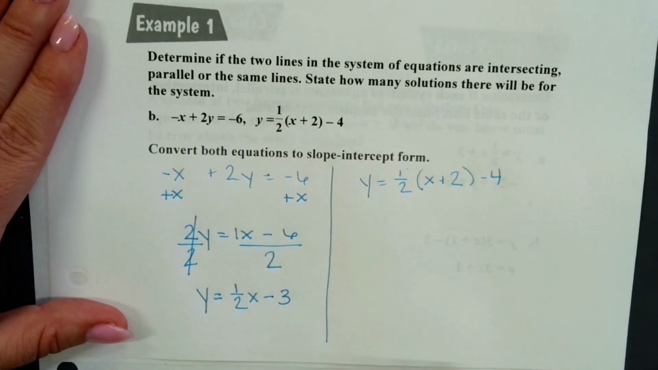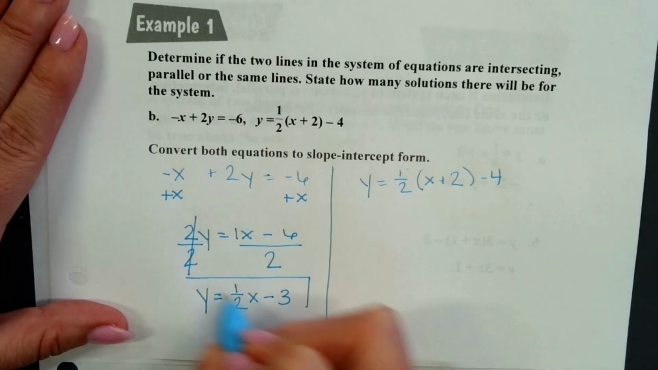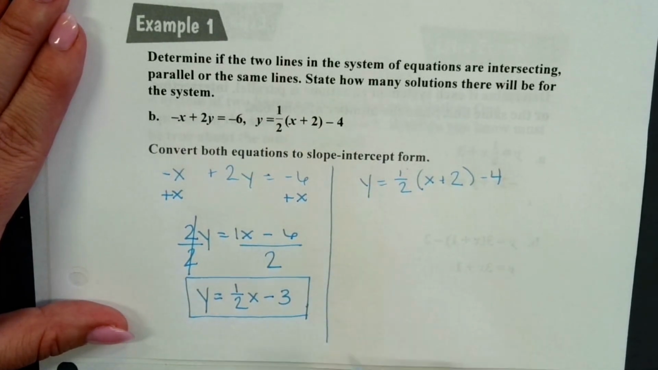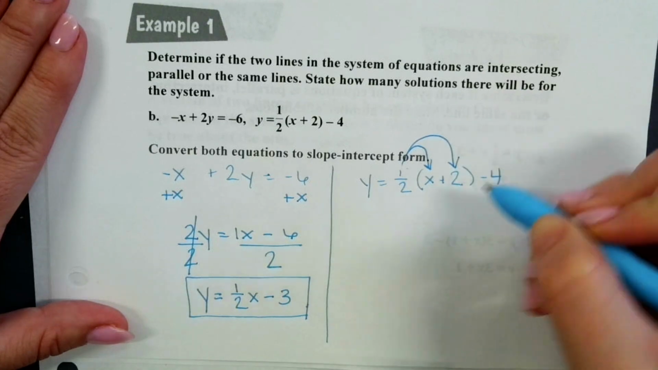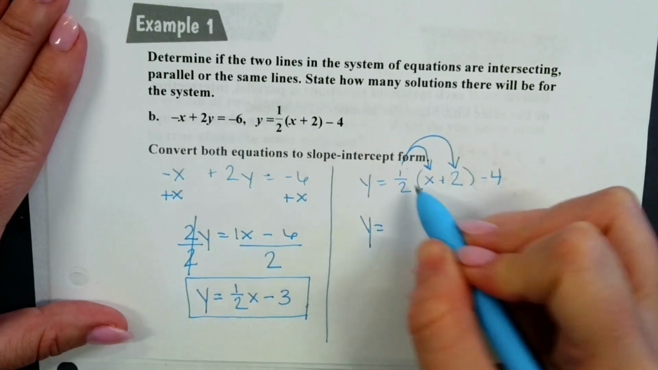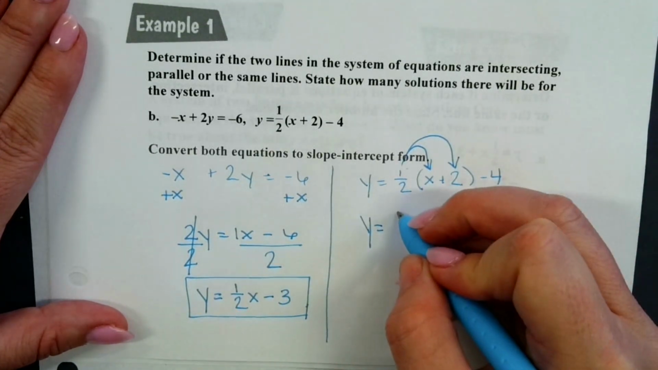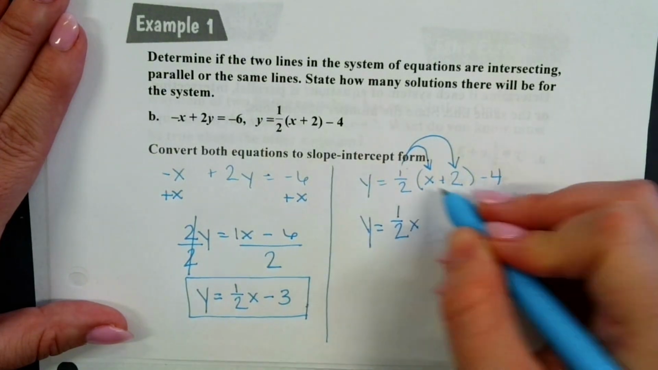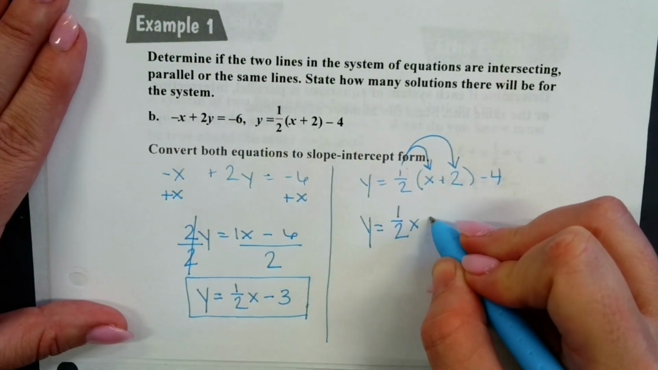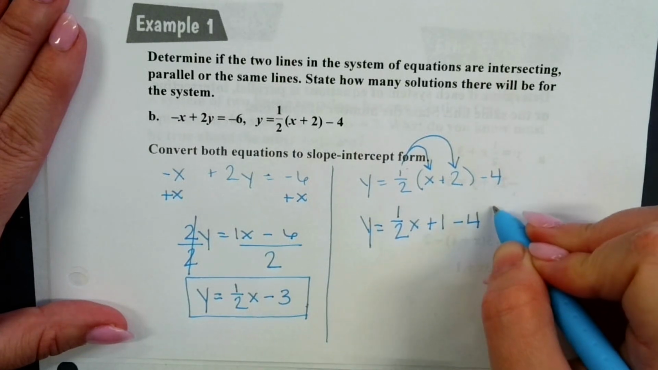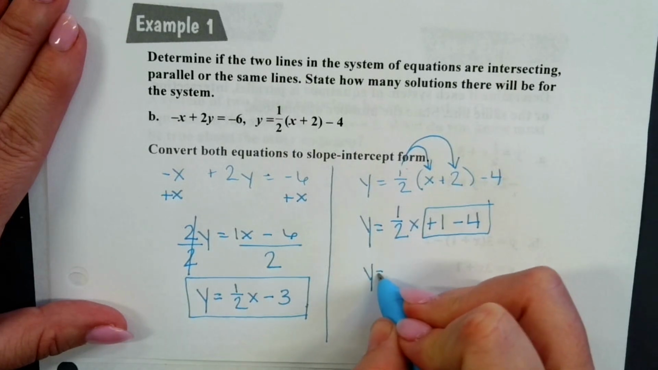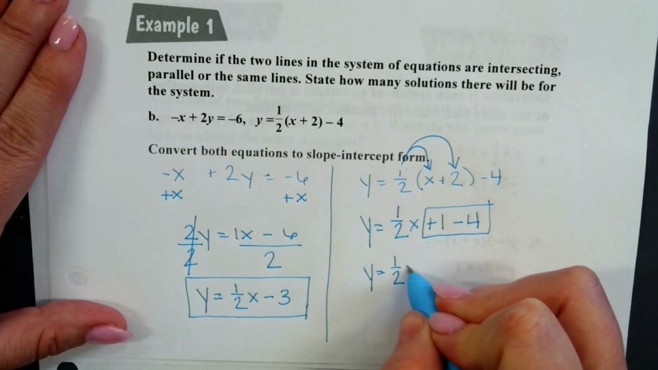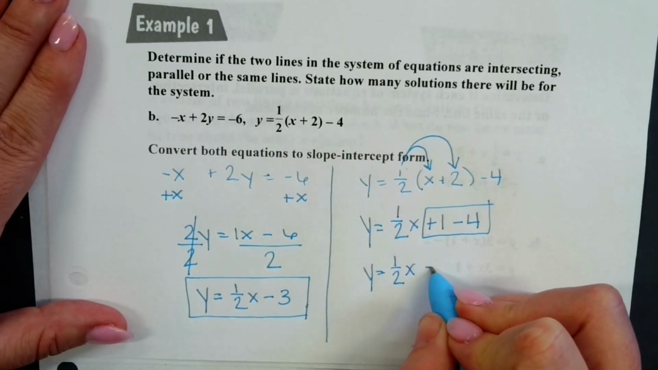Minus 3. So this is one of my equations for my system. I now need to get my other equation, so I'm going to go ahead and distribute. Y equals, what's 1/2 times x? 1/2 times 2. And now I can do what with these two right here? Combine like terms. So when I combine 1 and -4, what do I get?